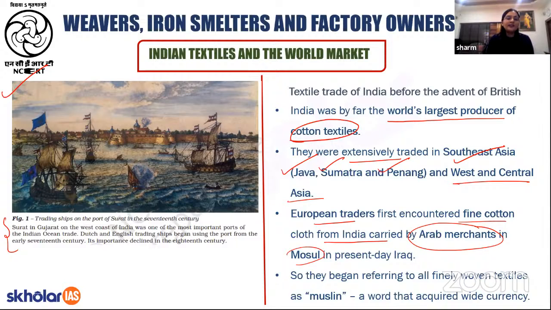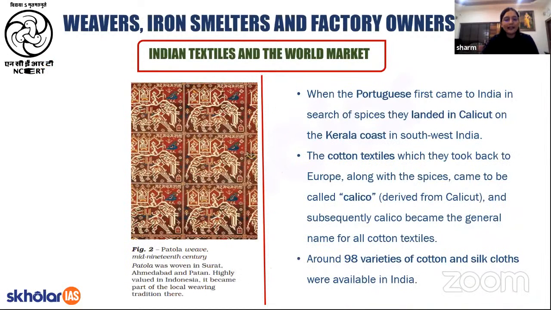And the reason for this is because the Europeans did not encounter the textiles from our country directly. Rather, they got hold of our textiles from other countries, particularly the Arab merchants. And that is why they gave the textiles of India the name of muslin. So here, students, the origin of the term muslin is important. You have to remember these 2 points. So till now, I hope you have understood all these points. Now students, we are going to move to the next slide.